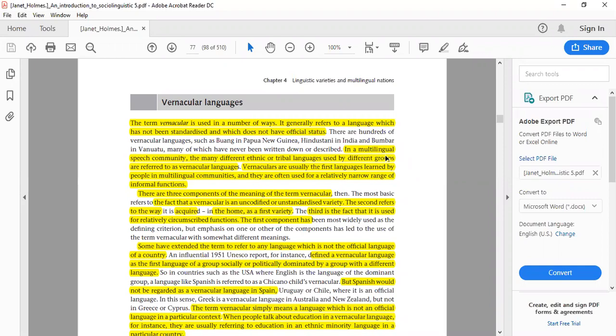Ma'am, two examples have been given: Spanish and Greek. Spanish is a vernacular language in other countries where it doesn't enjoy official status or isn't used for official purposes. But when it comes to Spain, we cannot call Spanish a vernacular language. Same with Greek. In Italy or in the countries surrounding Greece, or Cyprus, it may be a vernacular language, but we cannot call it a vernacular language when we talk about Greece or Cyprus.